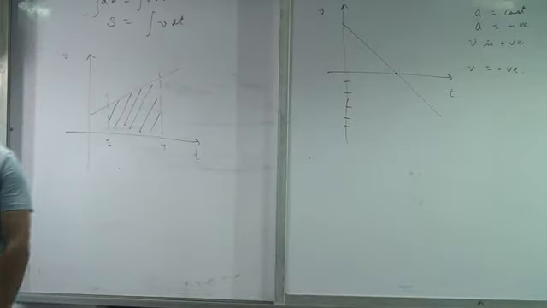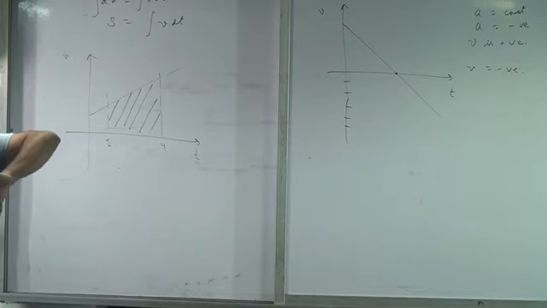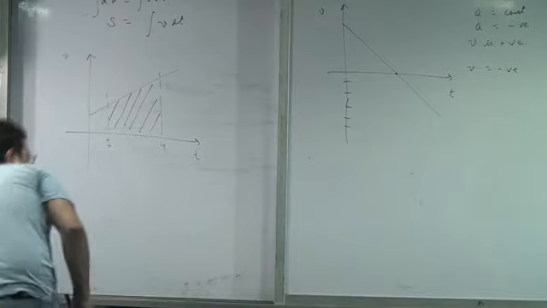So the displacement is what? The displacement can be derived from the vt curve. How? By finding the area under the curve. Is that clear? Okay?